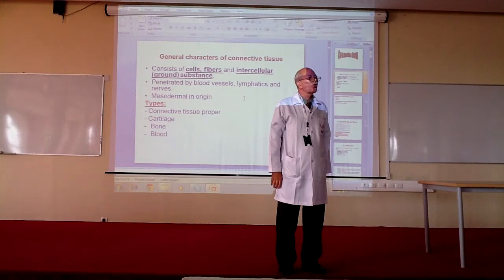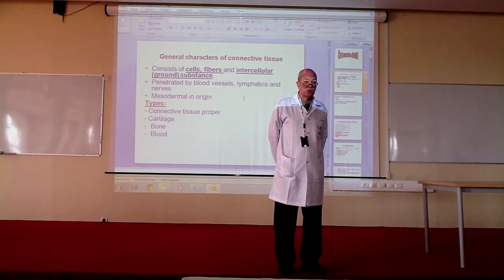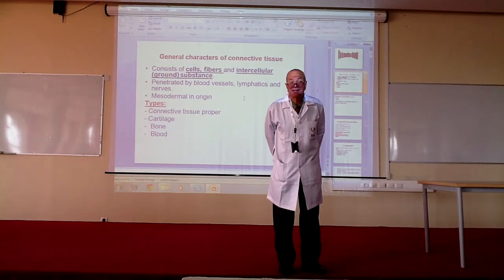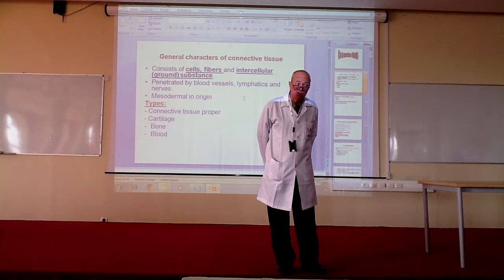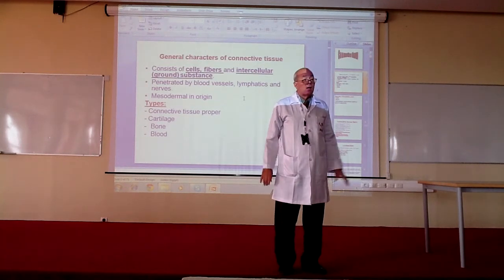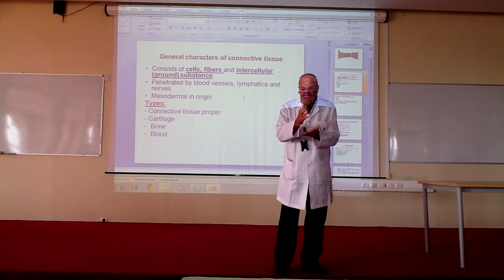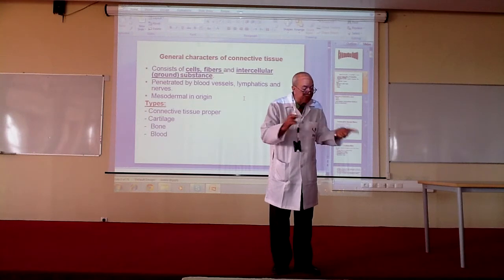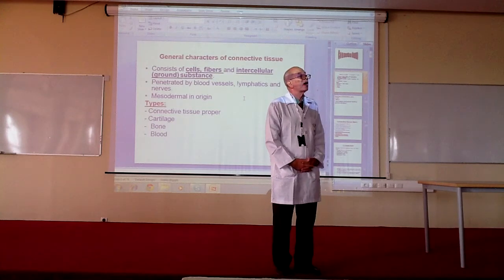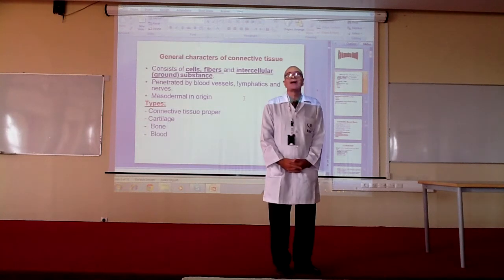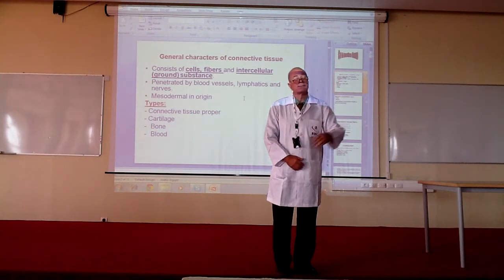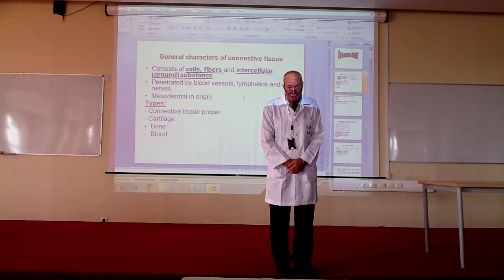So connective tissue connects cells together. The connective tissue connects tissues, different tissues together. If you are going to dissect a human being, you will find the blood vessels are connected to the surrounding by what? By fascia. What is the nature of adventitia? Connective tissue.